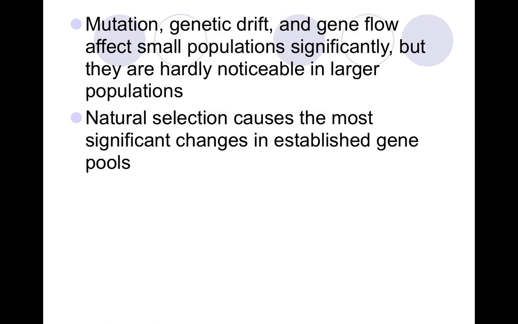All right? So mutation, genetic drift, and gene flow affect a small population very significantly. But in the larger population, you don't get a noticeable change. That means, and this is really important, and a crux of a lot of the questions on the test, that natural selection causes the most significant changes in an established gene pool. Natural selection causes the most significant changes in an established gene pool. And those are changes that come about as a result of changes in the environment.